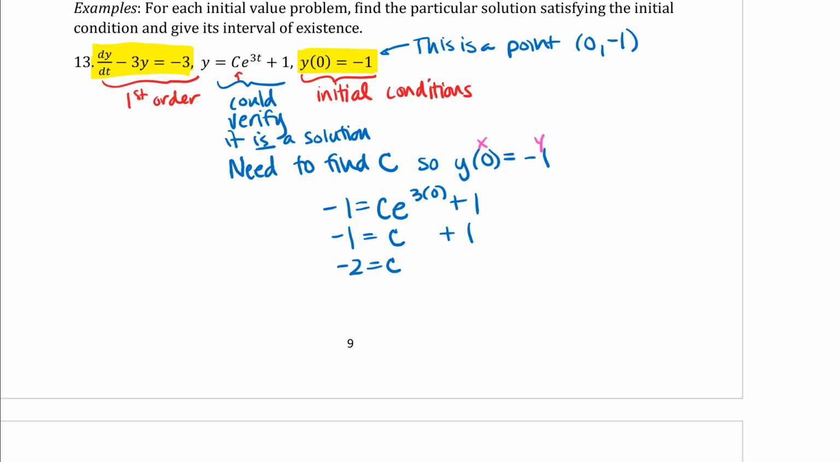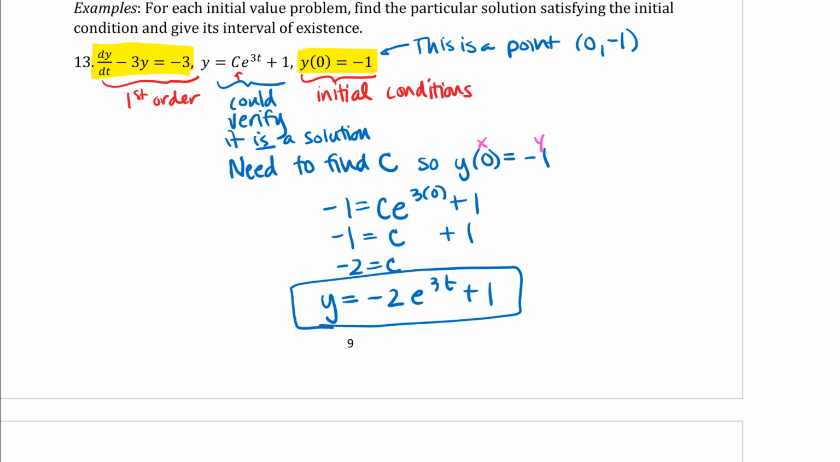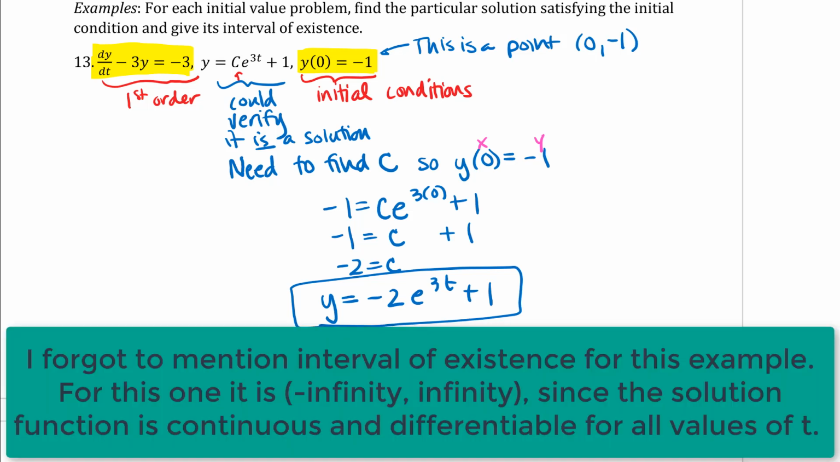So we've done all the math we really need to do. It's just a matter of writing the solution. This is a solution curve to the differential equation, and it does pass through the point (0, -1). We're going to look at some graphs in section 1.3, so we'll think about that in terms of graphs a little bit more. All right, I'm going to do some other examples in the next video.